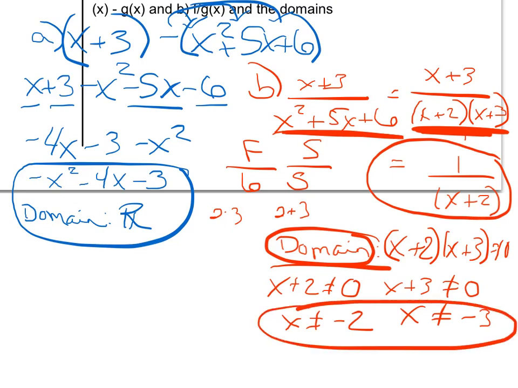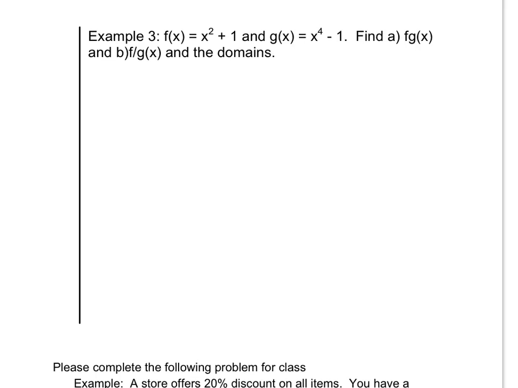Okay, looking at the third and final. I'm asked to find for part A, f times g of x, and for part B, I'm dividing one last time. So if I want to do f of x times g of x, again, I start by putting them in parentheses and then determine if they're necessary.